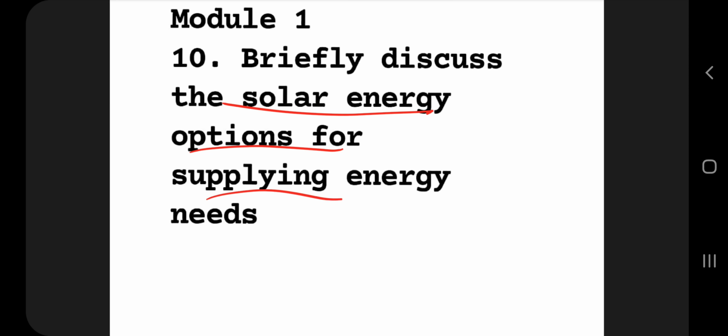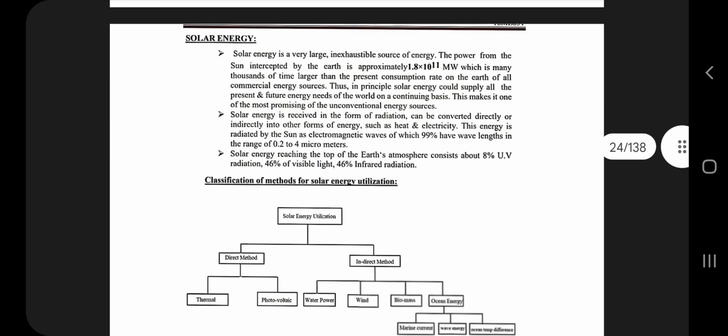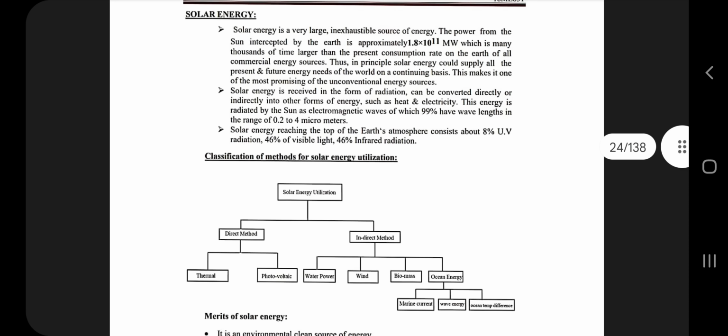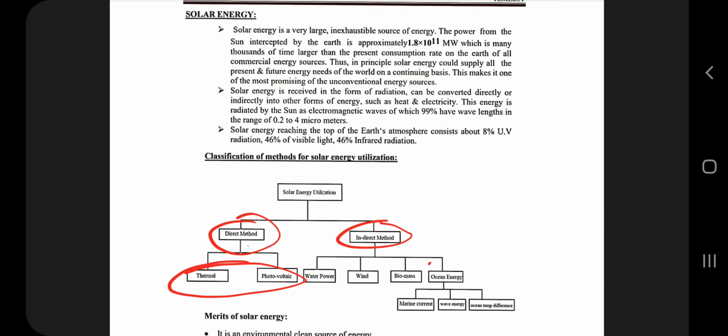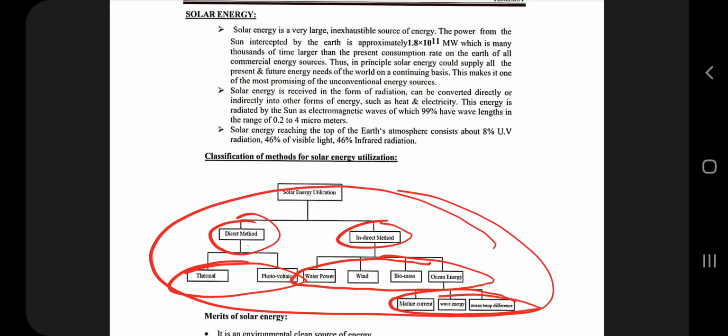Okay. Next we have briefly discussed the solar energy options for supplying energy needs. How can you use solar energy to supply the energy needs? That's the main question. You can use two ways: indirect or direct method. In the direct method you have thermal and photovoltaic. Indirect method: water power, wind, biomass, ocean energy, marine current, wave energy, and ocean temperature difference. If you can remember these key points and explain each of them, it will be more than sufficient.